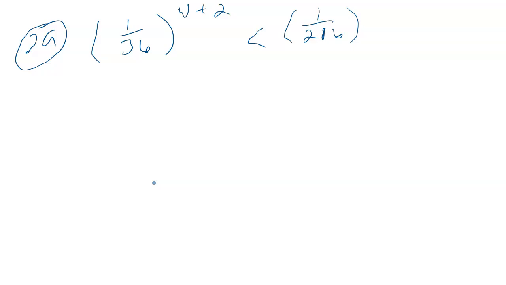Is that 4w? Yep, 4w. Okay, so you gotta use a little logic here. We gotta get on the same base. Obviously, 6 squared is 36, so we want to work with that. Now it's 1 over 36, so we need 6 to the negative 2. And this is going to be raised to the w plus 2, which is less than, all right, now 216.